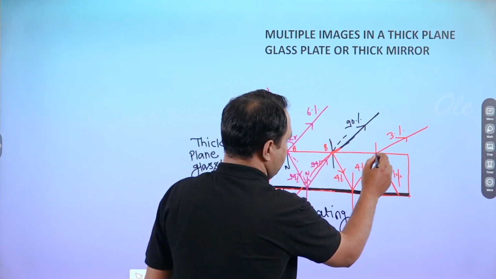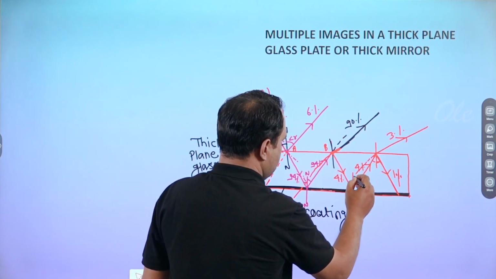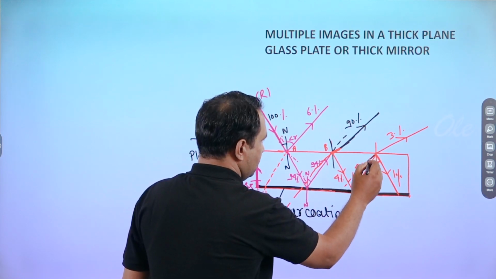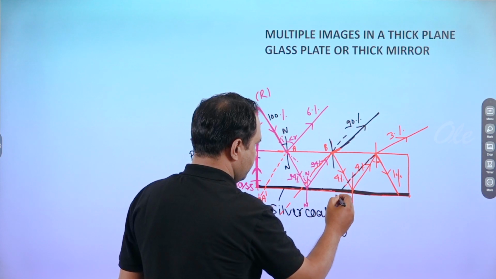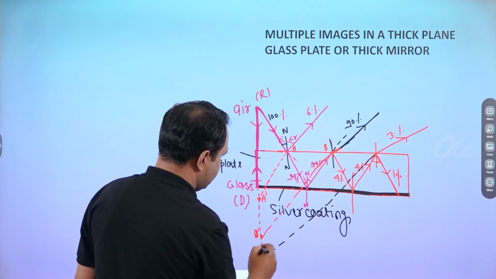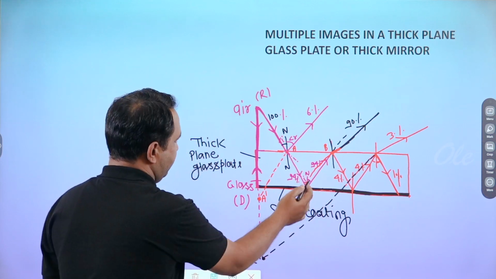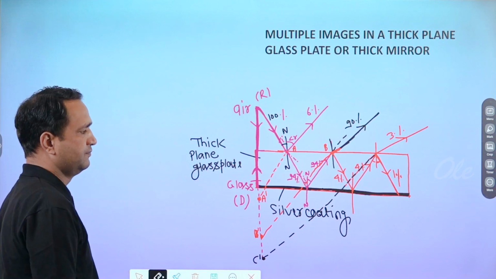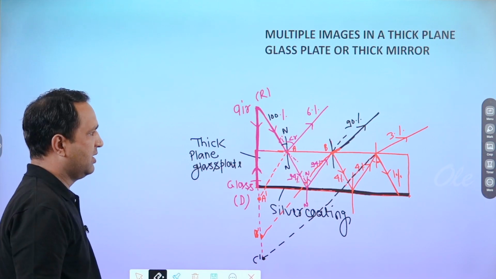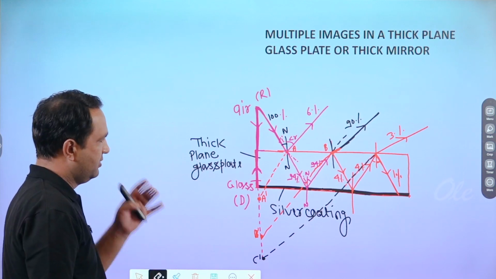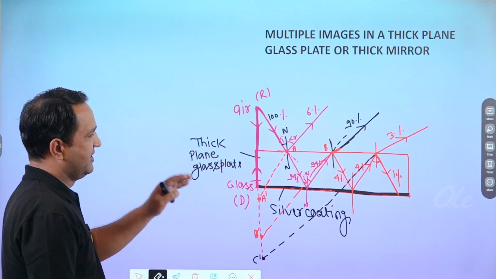The third ray, we will get the third image somewhere here. Right? C dash. Similarly, we will get the different images, multiple images we will get here. Have you got the concept? What is happening here? Should I repeat it or you have got it? Okay, let's see.